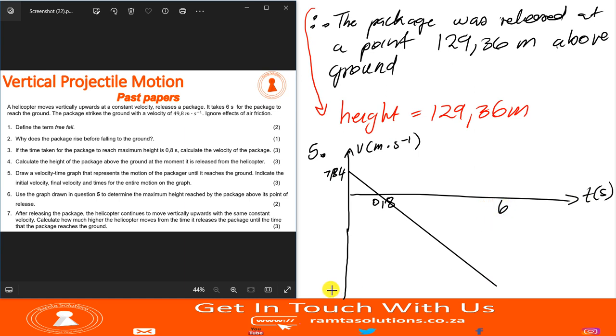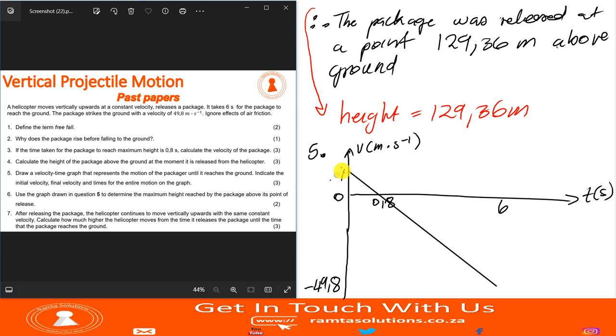And what is the velocity that the object struck the ground with? It was negative 49.8. This 49.8 meters per second is the velocity that the package struck the ground with. As you can see, we have shown the times. From the point of release, time 0, initial velocity was 7.84. It reached maximum height after 0.8 seconds.